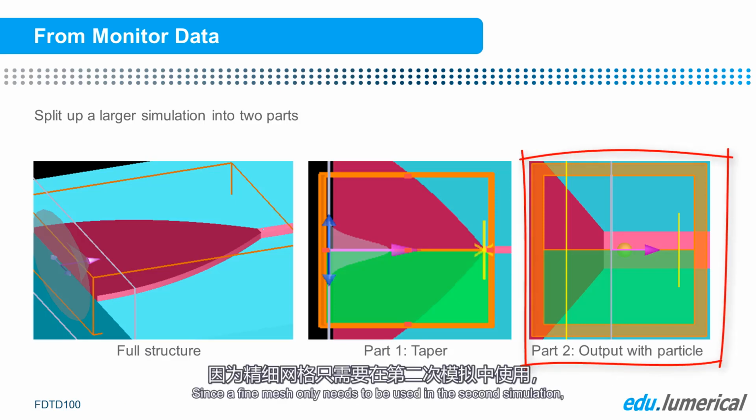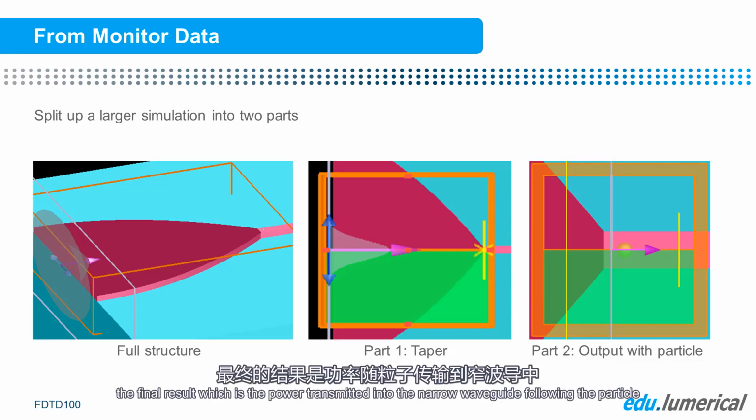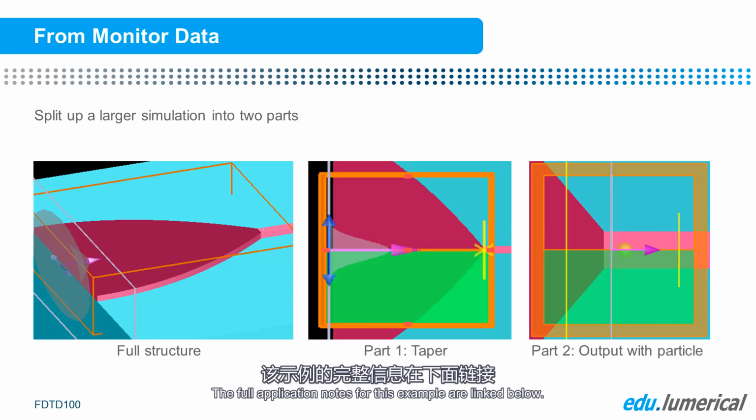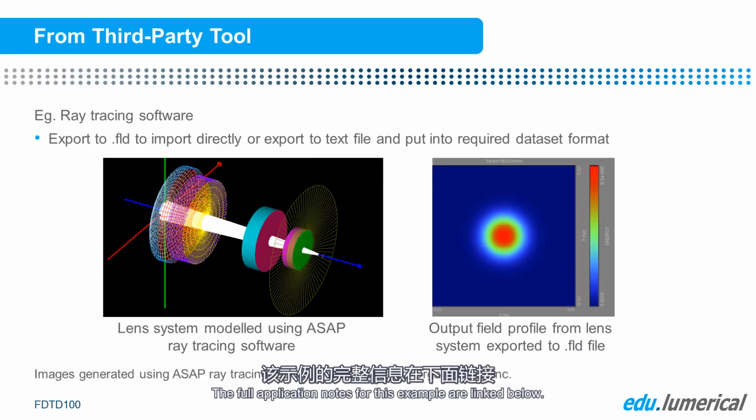Since a fine mesh only needs to be used in the second simulation, the final result, which is the power transmitted into the narrow waveguide following the particle, can be obtained much faster than running a single large simulation with a fine mesh across the full span of the simulation. The full application notes for this example are linked below.